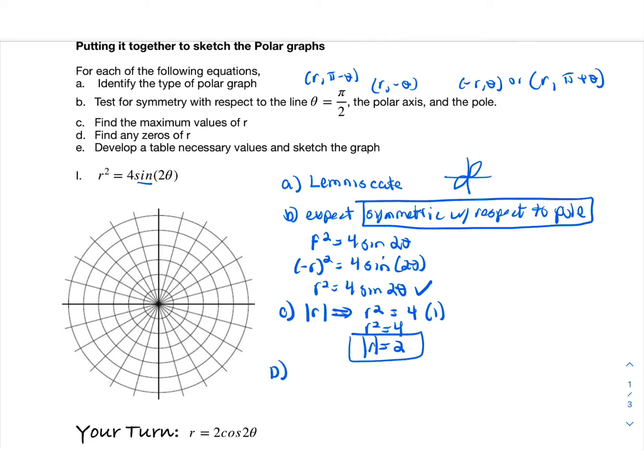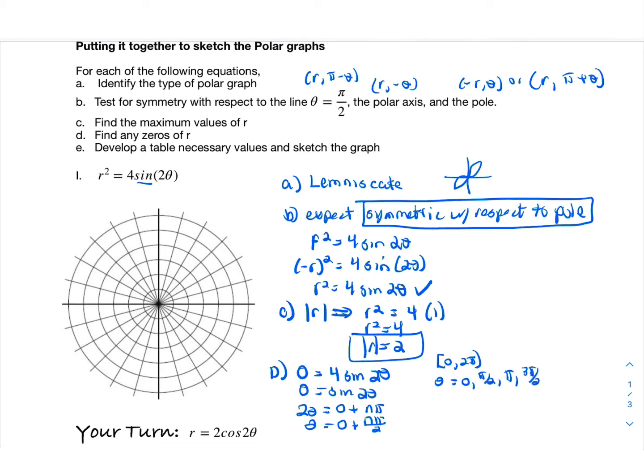Then the zeros, I just set r equal to 0. So I get 0 is equal to 4 sine of 2 theta, or 0 is equal to sine of 2 theta. I ask myself what angles have a sine equal to 0. The angles that have a sine equal to 0 on our unit circle would be 0 plus n pi. And so theta, when I divide everything by 2, would be 0 plus n pi over 2. For graphing purposes, we usually just want to list our zeros in one rotation around the unit circle. In some cases you might have to go farther, but that's where we'll start. And so my zeros are 0, pi over 2, pi, and 3 pi over 2.